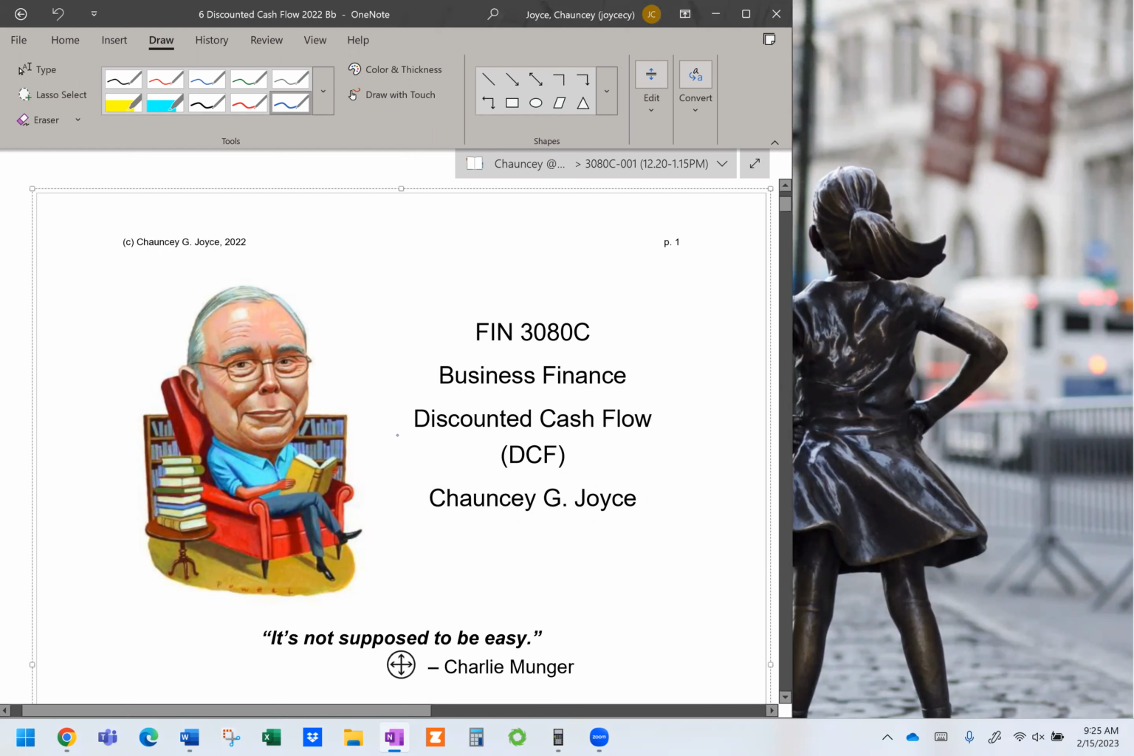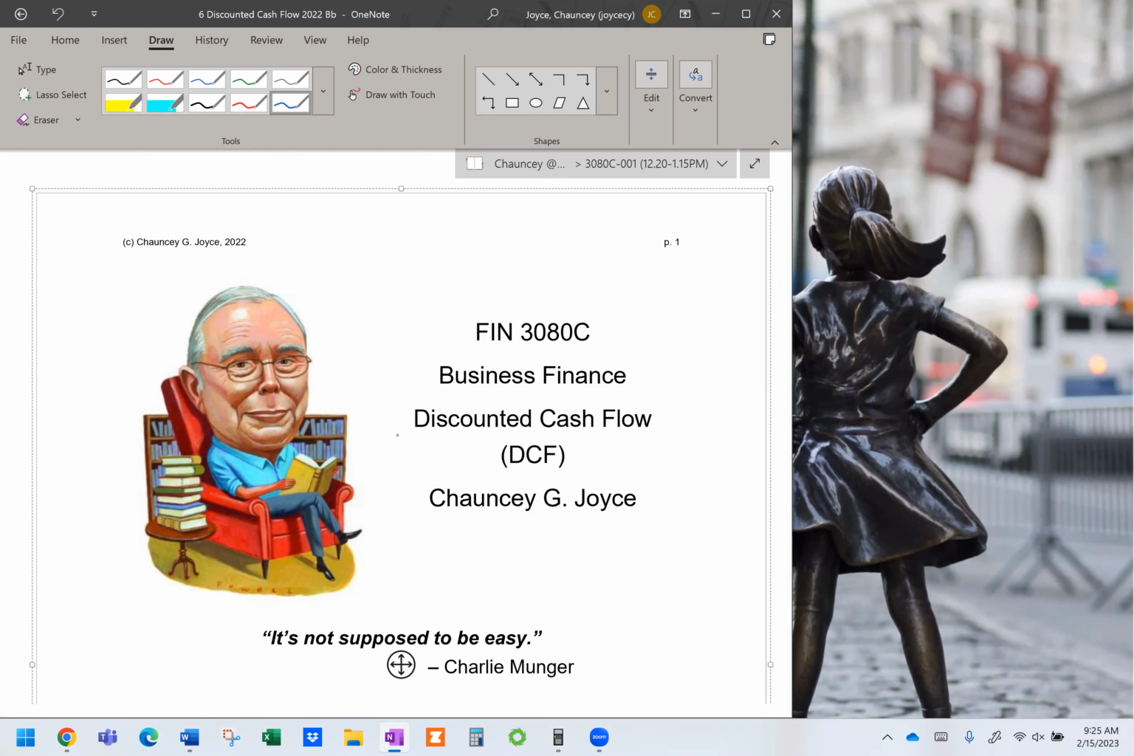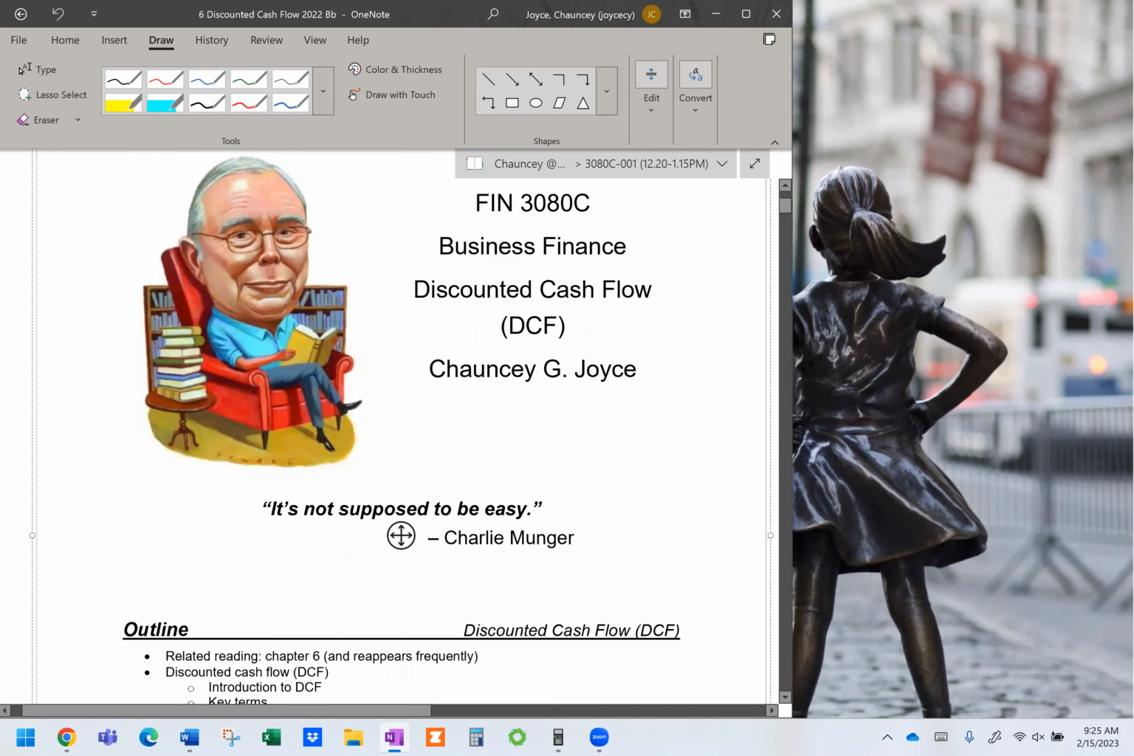So remember, DCF is about discounted cash flow. That means we're valuing any cash flow that has a series or a stream attached to it. It's not a single cash flow like we were working with in the previous chapter with time value of money.